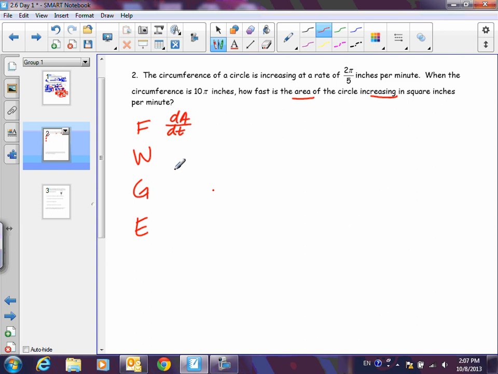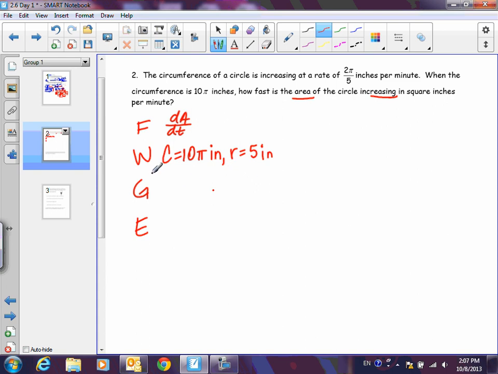What's after when? C equals 10 pi inches. Is there anything else I can get out of it? If I know circumference is 10 pi, can I find something else? Radius. The radius. You guys know enough about geometry to figure out that the radius is 5 inches. This is going to help you out if you know that. If circumference is 10 pi, radius has to be 5.